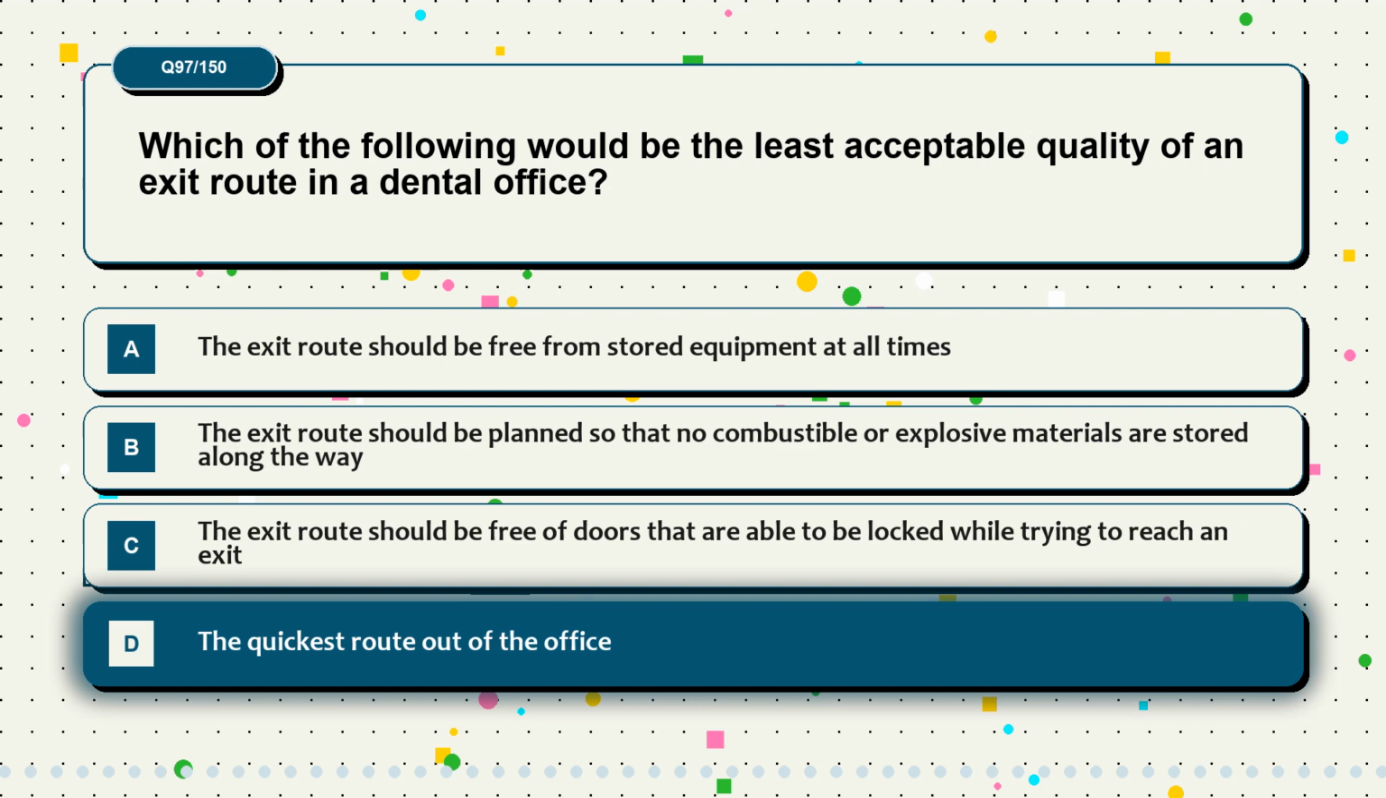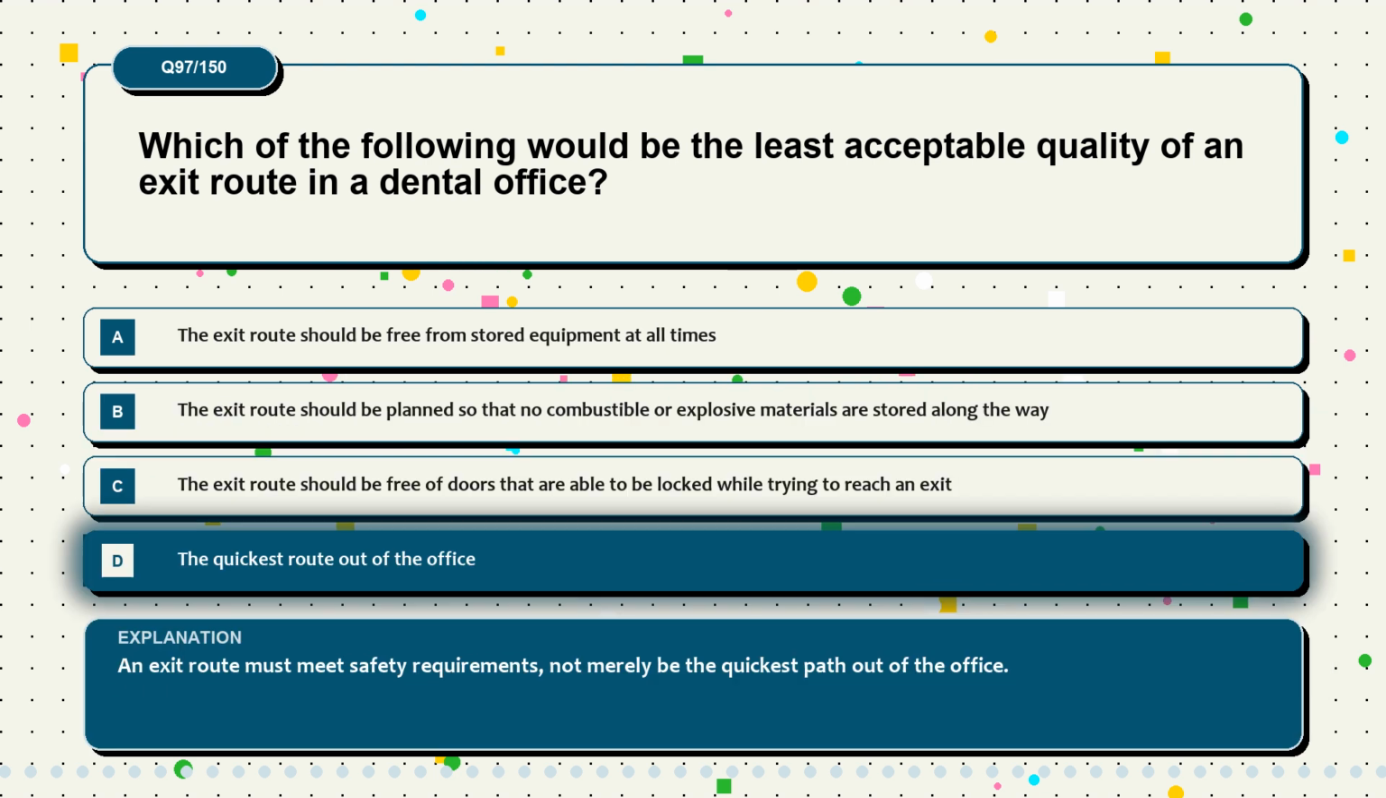The correct answer is option D. The quickest route out of the office. An exit route must meet safety requirements, not merely be the quickest path out of the office.